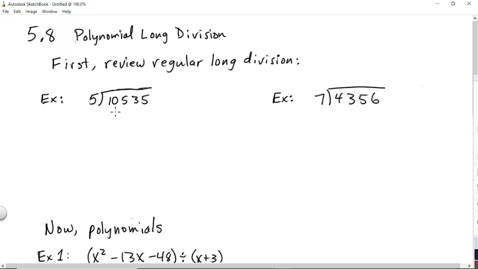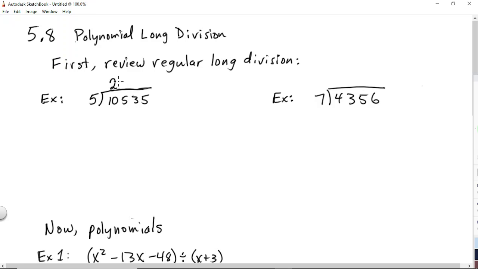So we have here 10,535 divided by 5. Probably been a while since you've done this. You say, how many times does the 5 go into the 1? We start at the very first digit, and of course it doesn't go into 1. So we say, okay, 10. How many times does it go into 10, taking the first two digits? And it goes 2 times.